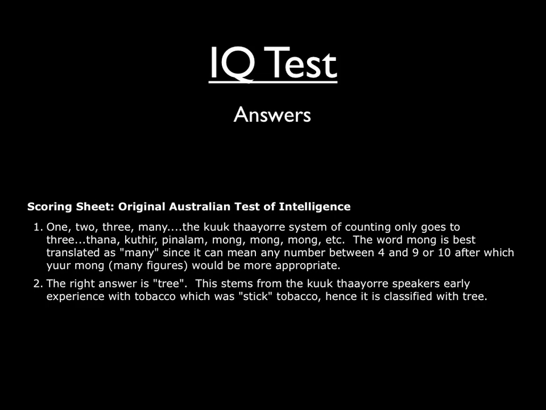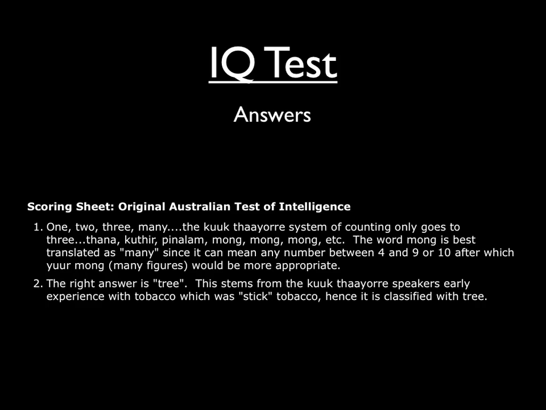Well, if you are an Australian Aborigine, I'm sure you did great on this test. Of course, if you're not, well, that's a whole other story, right? So the first question was 1, 2, 3, many. And the reason is that they really don't go beyond many in terms of their number systems. Many can mean anything from 4 to 1,000, really. They just don't have words for it. So if you answered 4, yeah, in English that's correct, in American society, but in Australia, with the Aborigines, not so much.